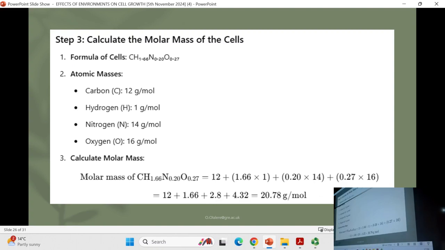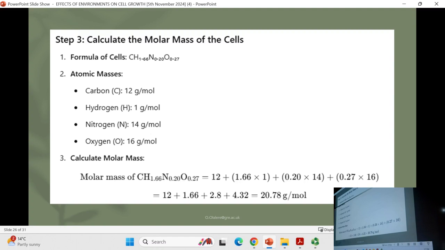Now calculate the molar mass of the cells. Very simple. The formula for Pseudomonas is this, right? So we have CH whatever. The atomic mass for carbon, you know that. I don't need to give it to you in the exam. Hydrogen is 1, nitrogen is 14, oxygen is 16, right? You just put it there and you get 20.78.